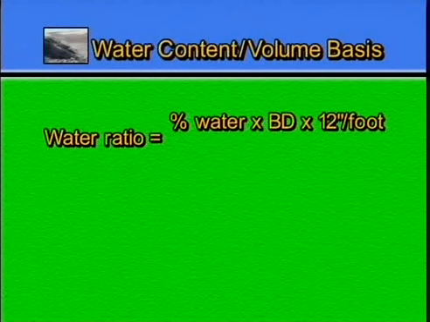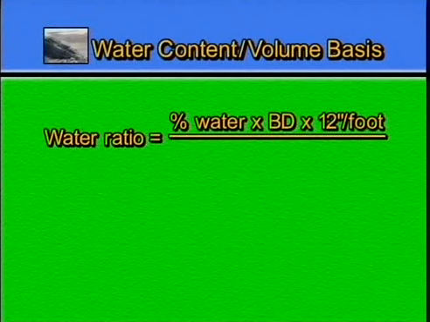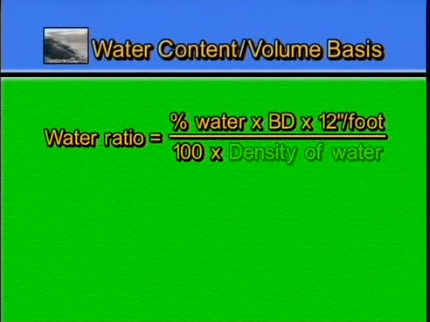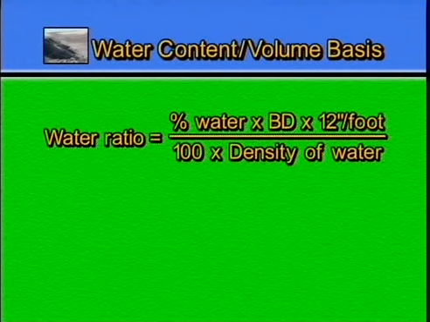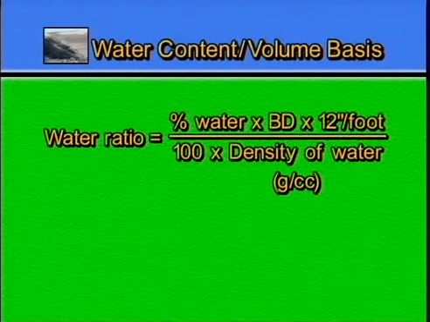This quantity, when we multiply this out, will be divided by 100 times the density of water. The density of water is 1 gram per cubic centimeter. So this number on the bottom of our equation is always going to be 100 grams per cubic centimeter. But I wanted to show you in the formula where that came from. So 100 grams per cubic centimeter will be divided into the percentage of water times bulk density times 12 inches per foot.